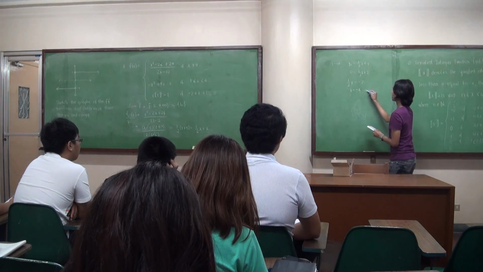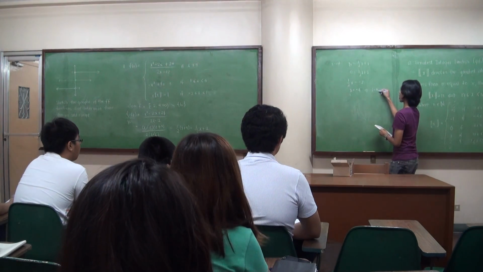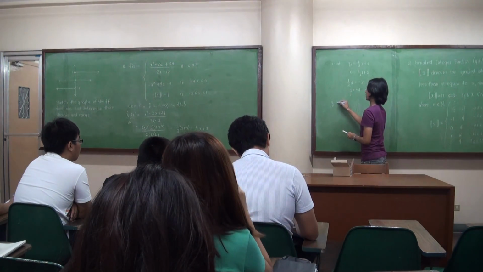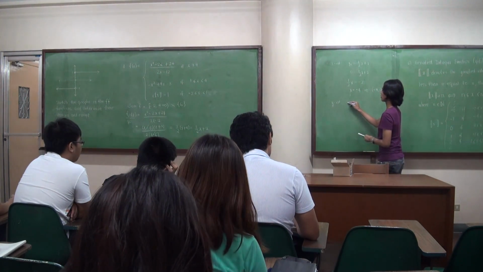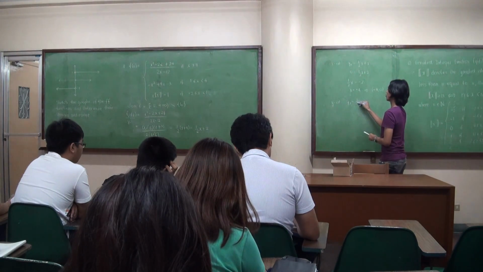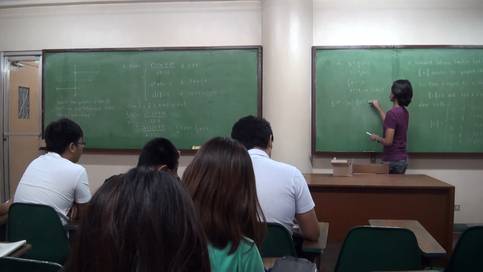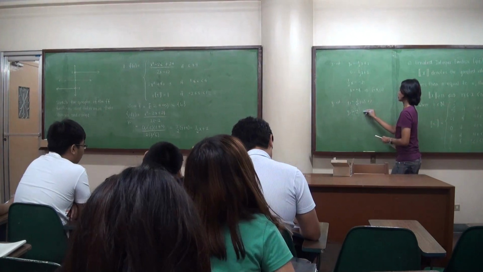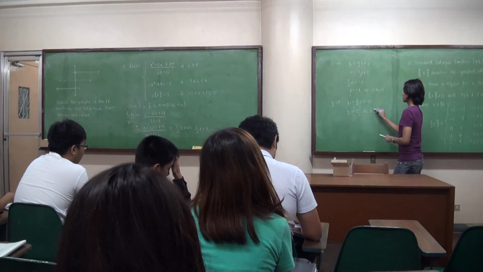Tayong point na negative 4, 0. Ang y-intercept naman natin ay ano? Y-intercept would be y1 is equal to 1 half times 0 plus 2. So y1 is equal to 2. So we have the point 0, 2.